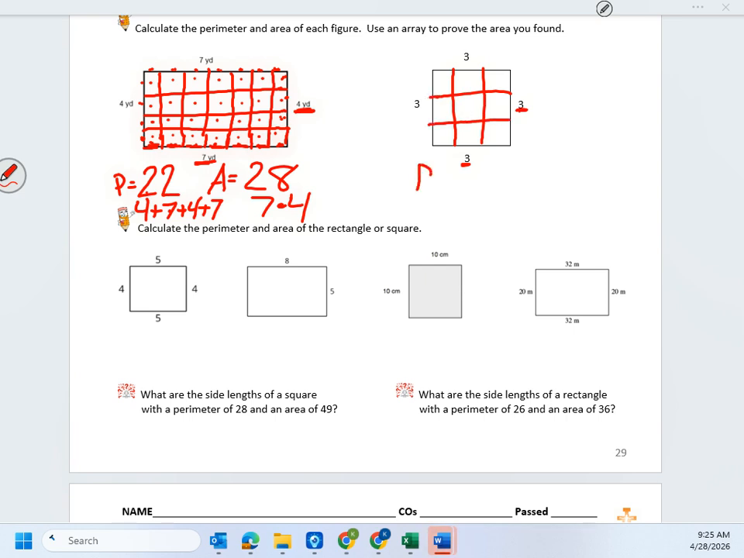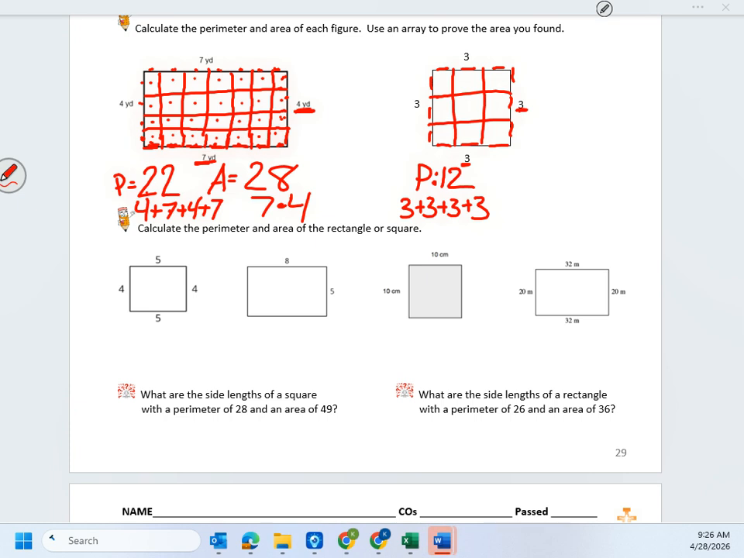So again, to find my perimeter, I can count my lines along the outside. 1, 2, 3, 4, 5, 6, 7, 8, 9, 10, 11, 12. That's the same as saying 3 plus 3 plus 3 plus 3. And with that square, there's another way we could do it.